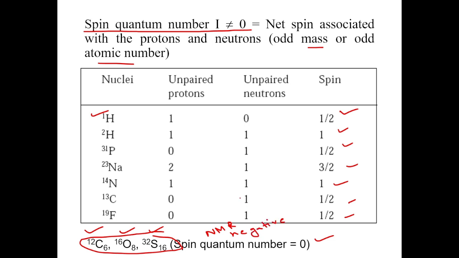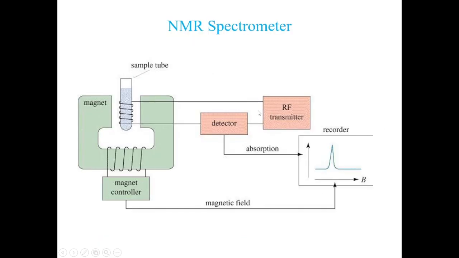So those nuclei which have either an odd mass number or an odd atomic number are NMR active, while nuclei having both an even atomic number and an even mass number are NMR inactive. So this is the general design of the NMR spectrophotometer.